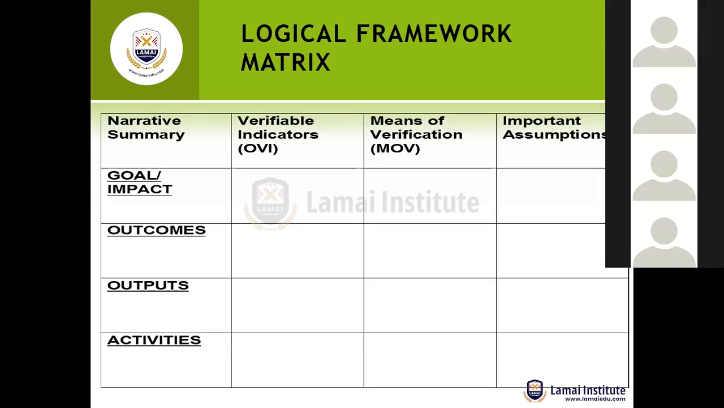We have seen how we show, on one end, the goal, the outcomes, the outputs, and the activities. And for each of those components, we indicate the verifiable indicators, then the means of verification, and then the important assumptions or risks for each of those components that we add there.